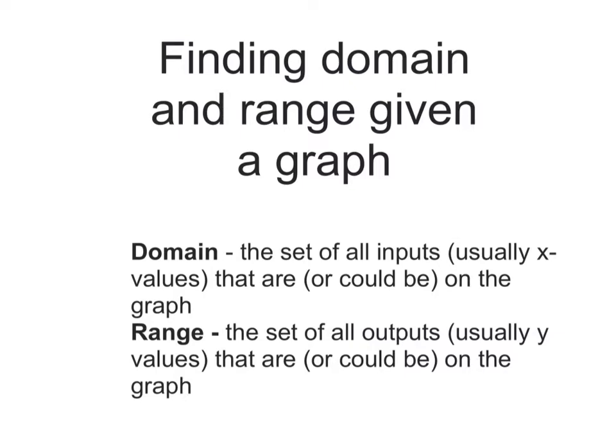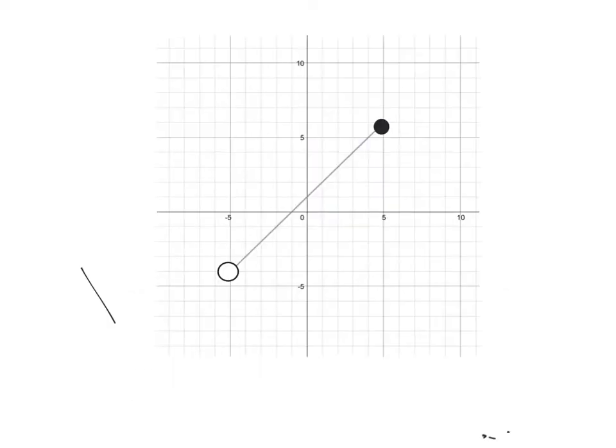So this video is going to review how to find the domain and range given a graph. As we can see, the domain is the set of all the inputs, which is usually the x values that are on our graph, or sometimes that could be on our graph, depending how big or small our graph is with limitations of paper. Same thing with the range, it's a set of all the outputs, which are normally the y values that are currently on our graph, or that we could put on our graph if we made a huge graph. So here's our first example.